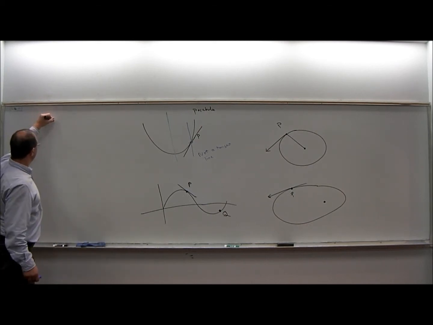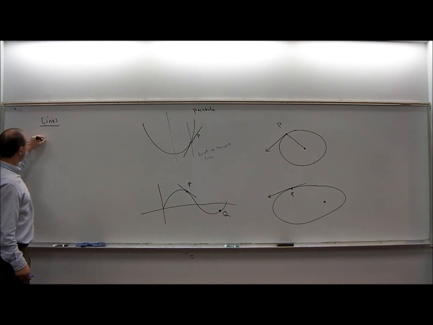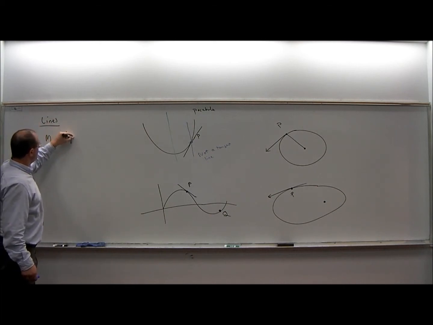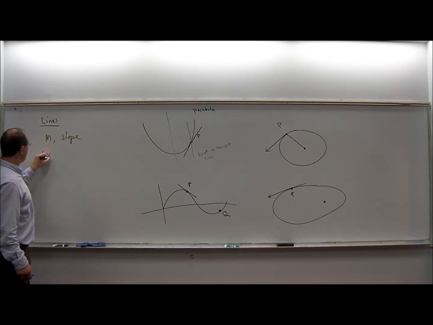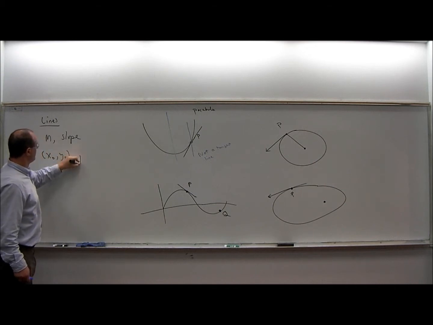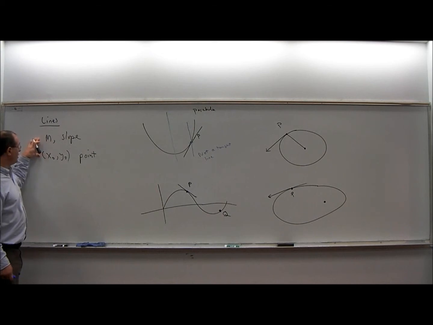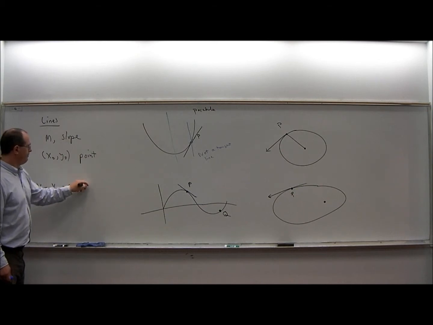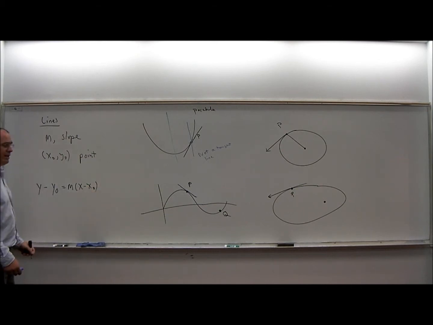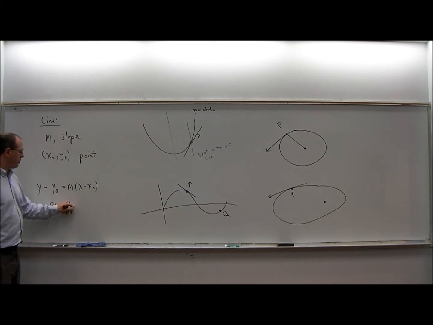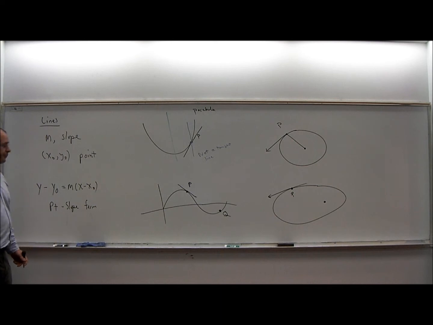So in general, for lines, if you want to know the equation of a line, if you have a slope and a point on the line, these two determine the line. And the equation of the line would be y minus y0 equals m times x minus x0, the so-called point-slope form of the equation of a line.